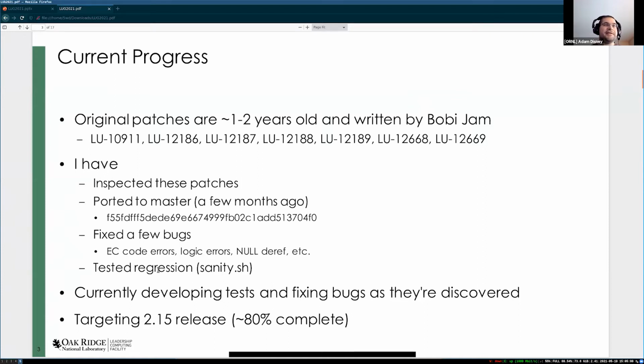So I have run regression tests, the Sanity shell script, and so far it doesn't appear to break anything with the code integrated in. Now what I'm trying to do is get the feature to actually work so that I can develop tests and fix the problems with it. Currently it appears to be something minor that I'm just unfamiliar with. At least that's my hope, because we're hoping to get this into the 2.15 release. I would guess it's about 80% complete.